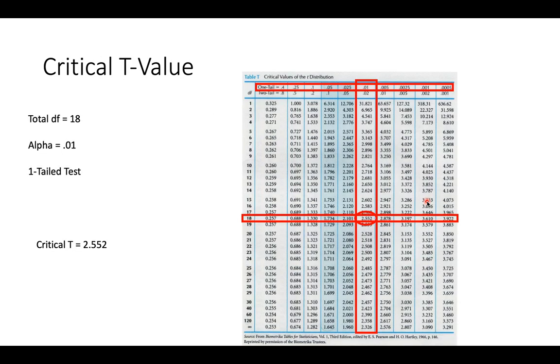So now that we have our observed t-value, we need our critical t-value, our line in the sand, our benchmark. We need 3 pieces of information for this. Total degrees of freedom, which is degrees of freedom of men plus degrees of freedom of women. 9 plus 9 is 18. Alpha was given in the problem as 0.01. And we have a one-tailed test because we made a specific directional hypothesis. Men will have higher resting heart rates than women.